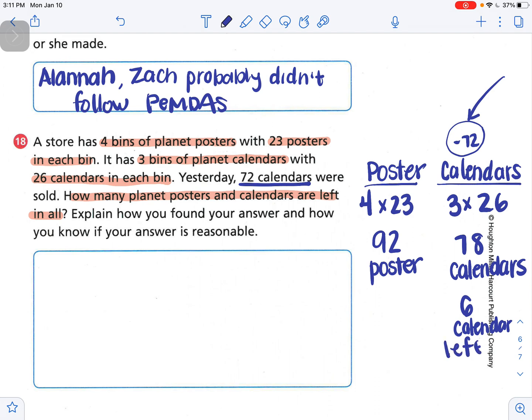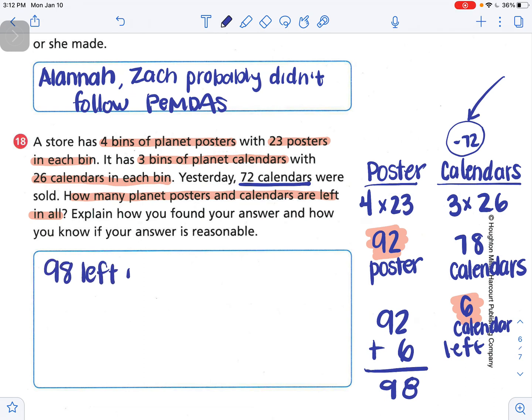All right, so now I have to say how many planet posters and calendars were left in all. So I've got 92 posters and only 6 calendars. So let's add those two up. 92 plus 6. I have 98 left in all. Now it asks, explain how you found your answer and how you know it's reasonable.